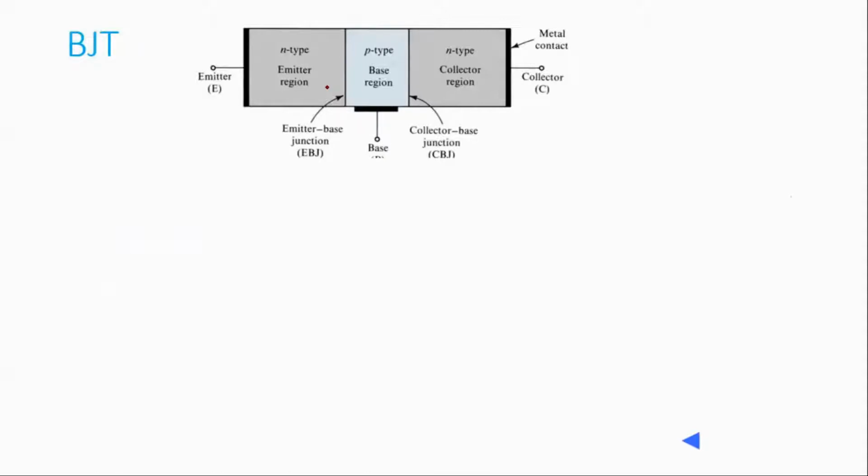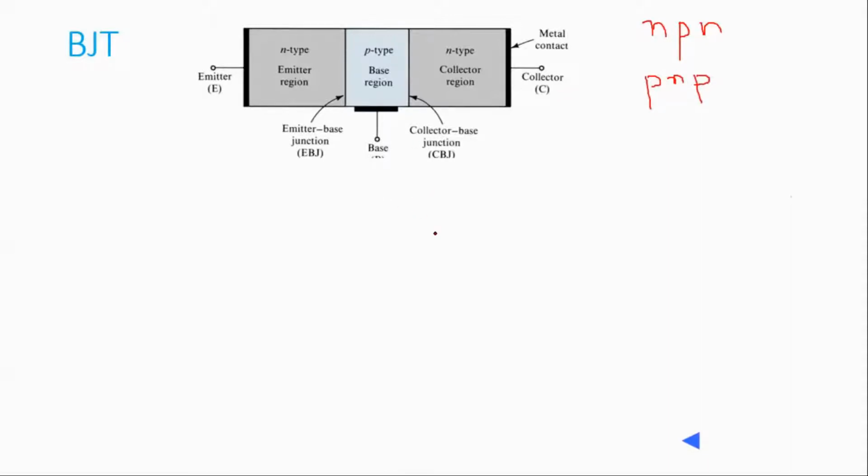Here you have three different materials: N type, P type, and N type. So your BJT, bipolar junction transistor, can be of two types. It can be NPN and it can be PNP. Both work differently, but I will discuss them one by one.